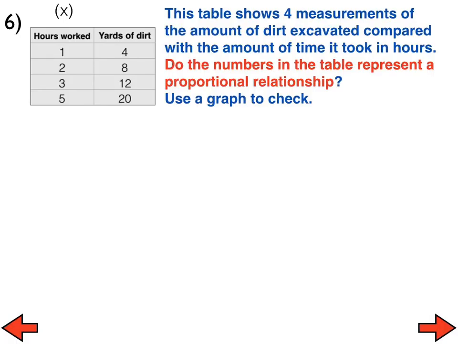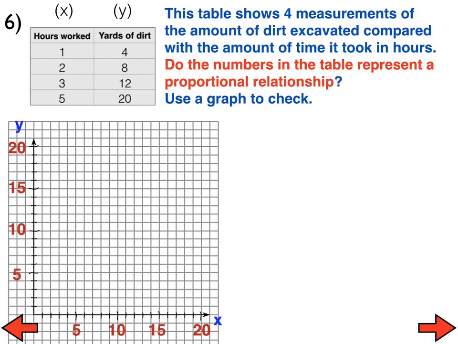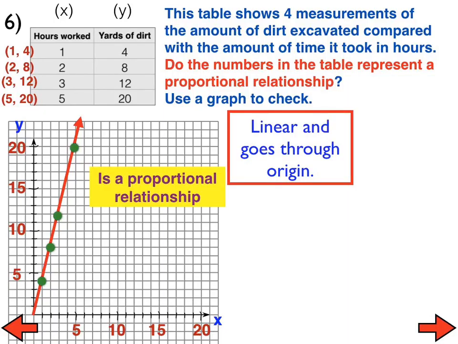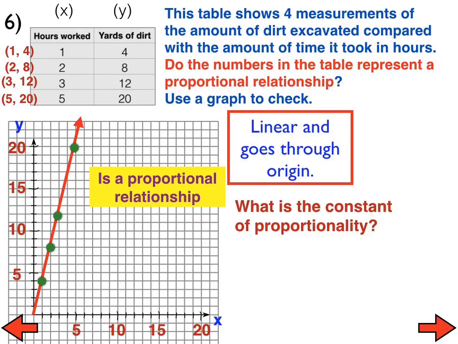Go ahead and start number 6 the same way as well. Hours worked is X, yards of dirt excavated is Y. List those ordered pairs, just to be clear. 1, 4, 2, 8, 3, 12, 5, 20. Okay, here are my points. Here is my line. Does it go through the origin? Looks like it does. Is it a straight line? Yep, it's linear, goes through the origin, so this is a proportional relationship. I'm going to check my ratios anyway. And I get 4, 4, 4, and 4, yep.